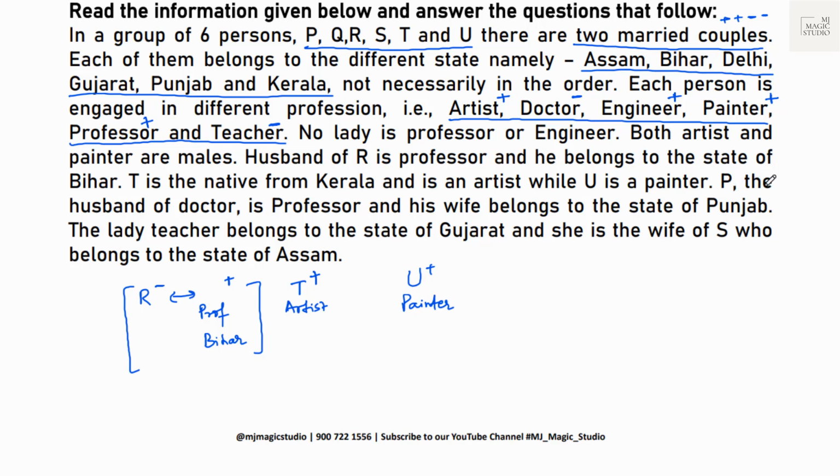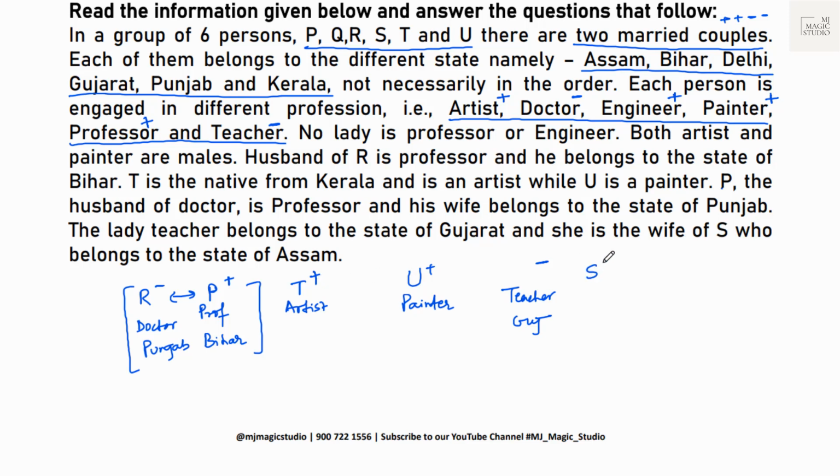U is a painter. P, the husband of doctor, is professor. Professor is from Bihar, it is given. That means P, the husband of doctor, R is doctor. P, the husband of doctor, this is P, is professor and his wife belongs to the state of Punjab. So we have this couple done. The lady teacher, teacher is lady, we know that, belongs to the state of Gujarat. Lady. And she is the wife of S.